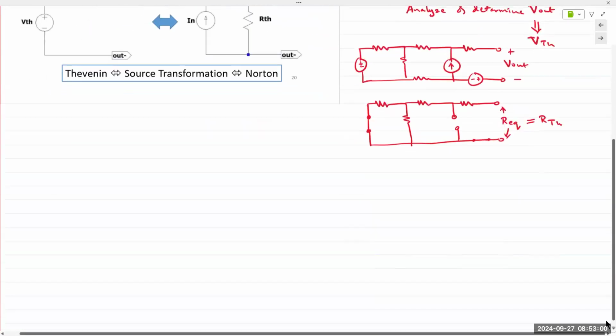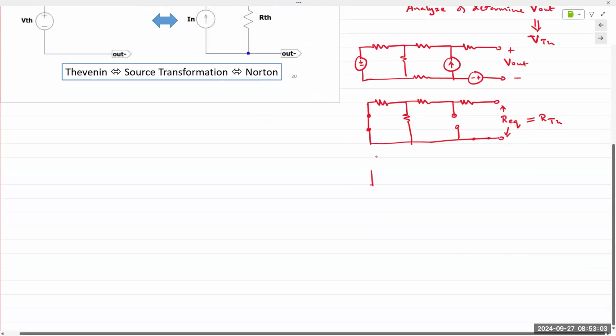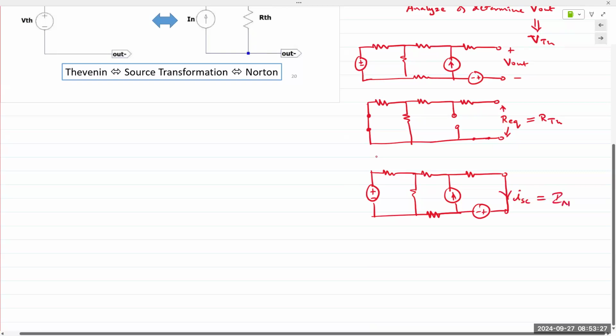What do we do for Norton current? We go back to the original circuit with all the sources. And now, because current needs a pathway to flow through, we place a short circuit wire between our output terminals. And the current through the short circuit wire is your Norton current, IN. Okay, so that's the setup of the circuit.